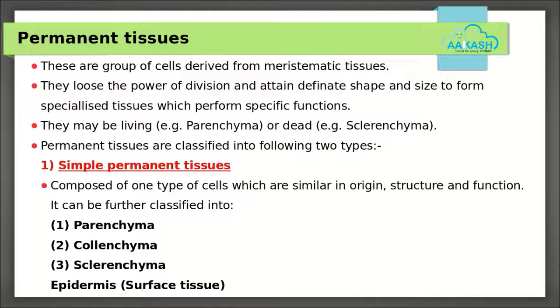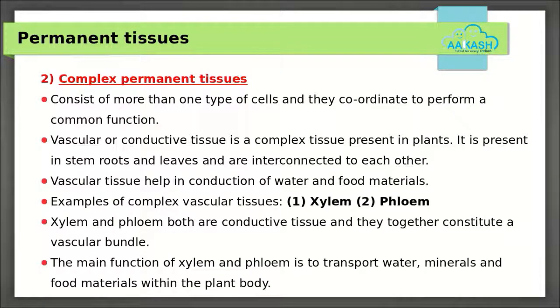Composed of one type of cells which are similar in origin, structure and function, it can be further classified into parenchyma, collenchyma, sclerenchyma, epidermis, that is surface tissue. Number 2. Complex permanent tissues. These tissues consist of more than one type of cells and they coordinate to perform a common function. Vascular or conductive tissue is an example of complex tissues present in plants.